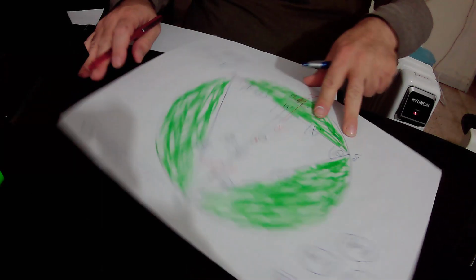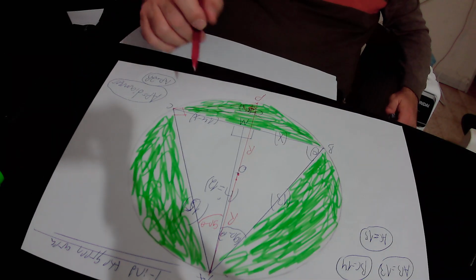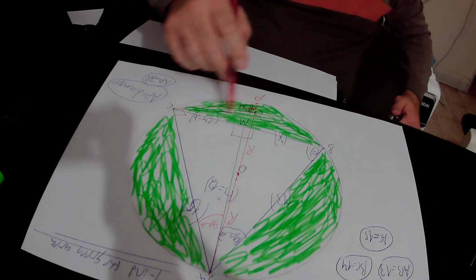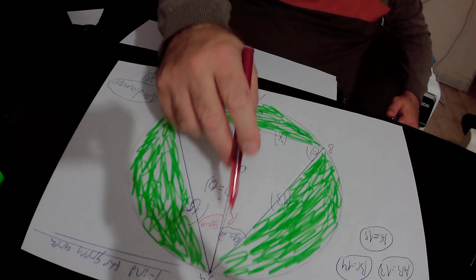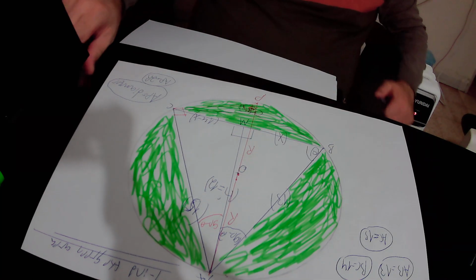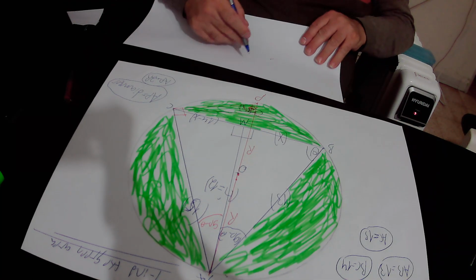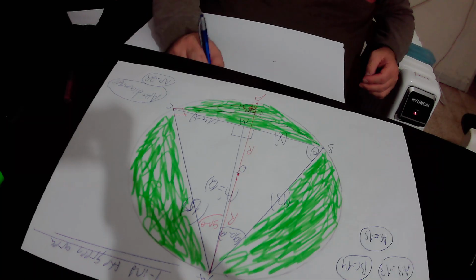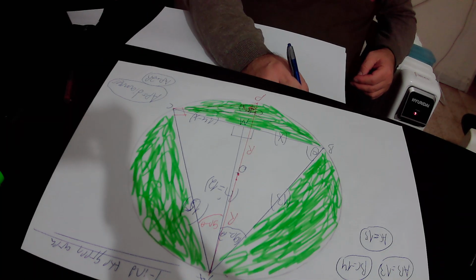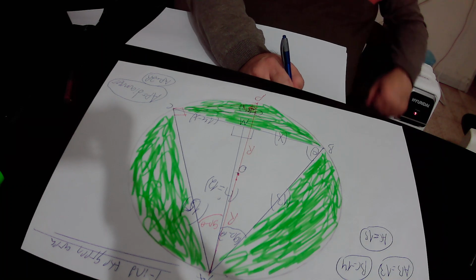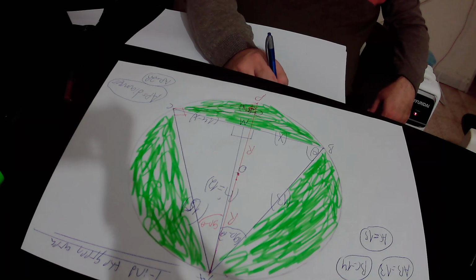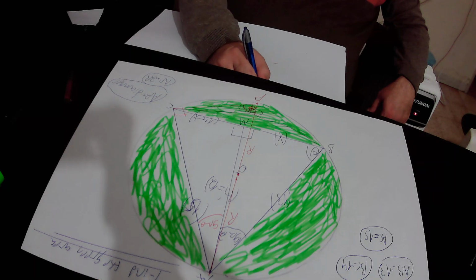In the next step, we'll prove that the right triangle ABM is similar to the right triangle APC. So I write it down. We'll prove that the right triangle ABM is similar to the right triangle APC.